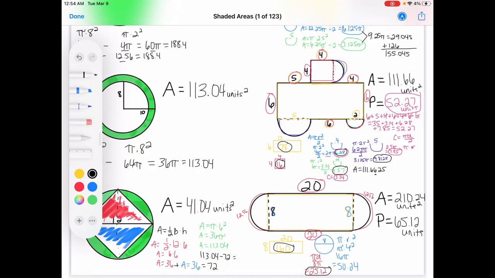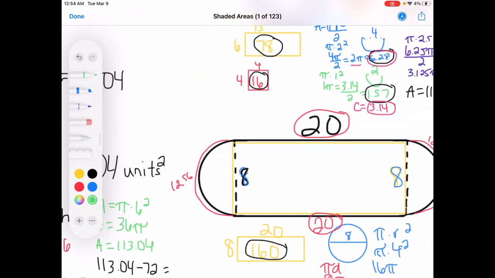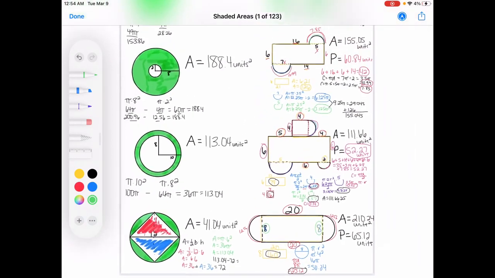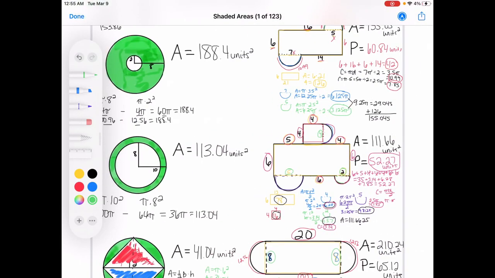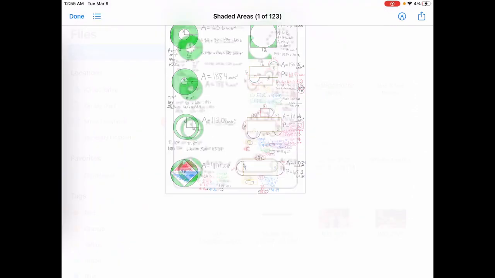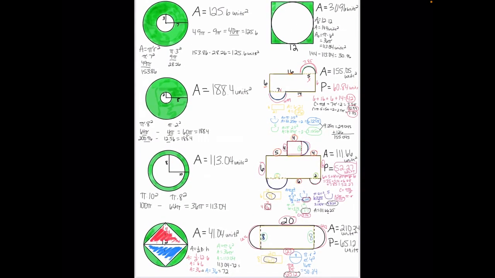So remember to always break it down into the shapes that you know in order to make it easier. And then remember, for example, this distance here, because it's on the inside of my shape, I cannot include these in my perimeter. This is only important for my area. And same thing up here. These distances were not included in my perimeter because they are on the inside. I can only include the outer distances. So here are all of the answers that you should have on your paper.